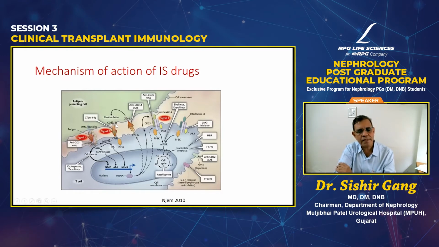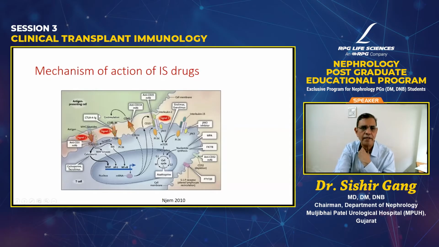Another important one for signal 2 blockade is CTLA4. CTLA4 combines with CD80 and 86, and does not allow the interaction of CD28. And this is belatacept. Belatacept, as you know, is a drug which has been very successful, though currently not available in our country. We were involved in some of the earlier trials of belatacept. We still have one patient on it, and he's doing very fine after 14 years of transplantation.